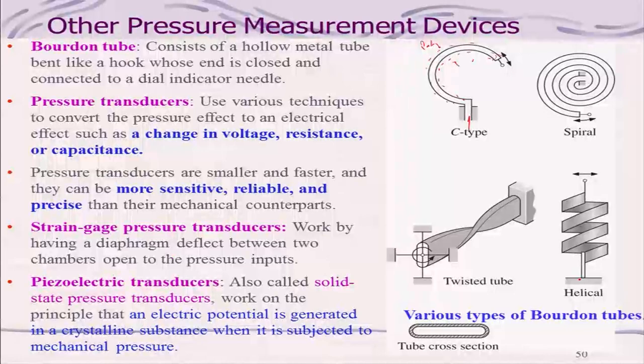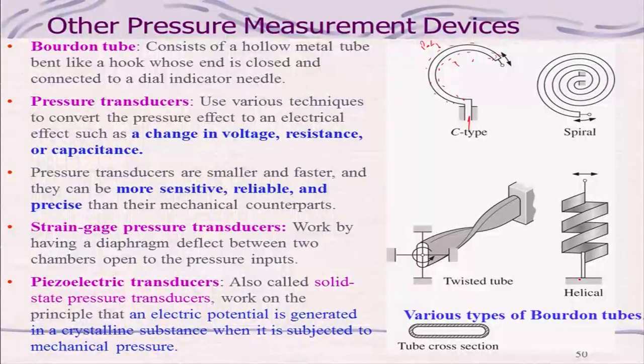Because there is a change, you can use a diaphragm, and then there will be a change in that deflection. You can convert that into voltage, resistance, or capacitance, and then you can measure the pressure very easily. This is known as a pressure transducer, and these are smaller and faster. They are also more sensitive, reliable, and precise than their mechanical counterparts.